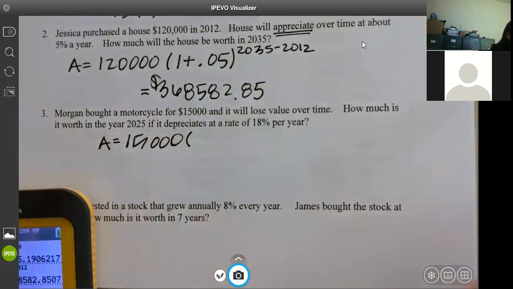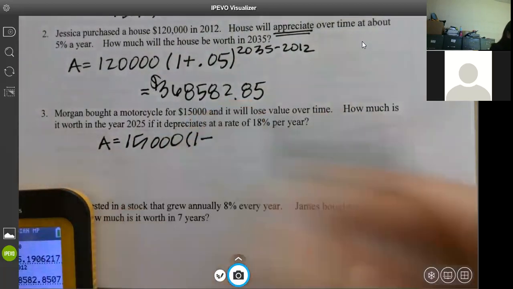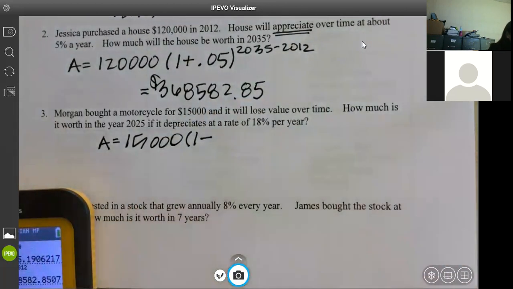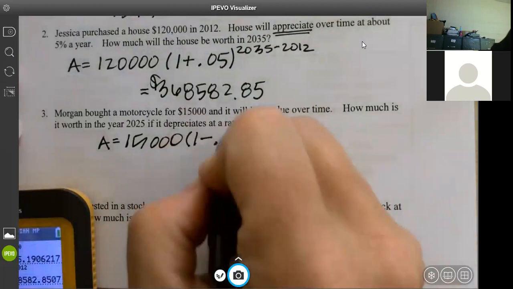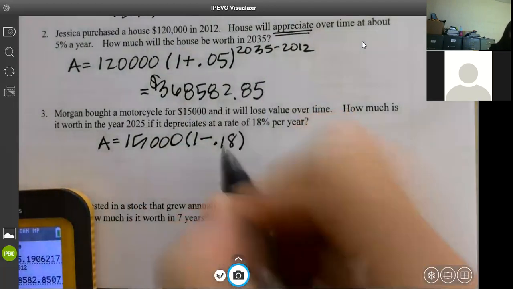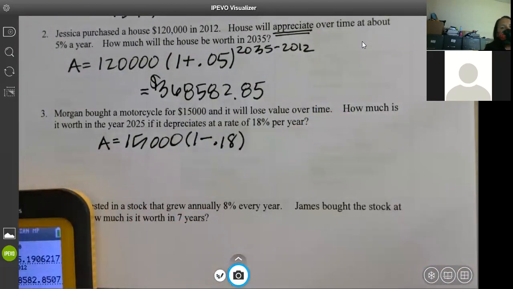1 plus or 1 minus? Why is it minus? Depreciates or loses value. What's next? And then how long are we doing it? So how do we figure that out? What if they don't give us a year? What one are we going to put? We got to put one.